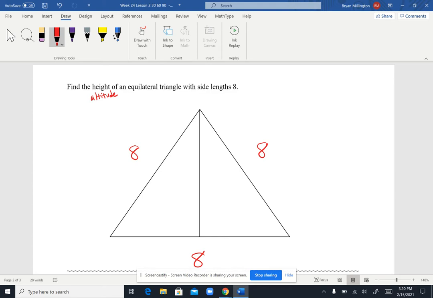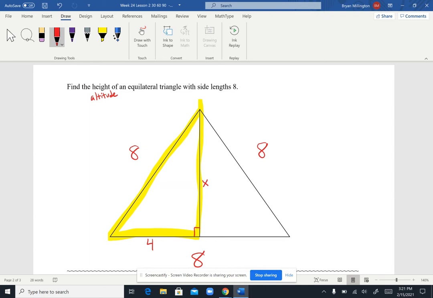Anyway, the sides are all 8. What happens when you drop this altitude straight down the middle of an equilateral triangle? First of all, that's a right angle there. It bisects this base down here, so this is 4, and now I'm trying to find this height. I can call it h, or I'll just call it x. That's what we're trying to find. If you look at this, we have a right triangle here, and in this right triangle I have two of the sides. I'm just missing one of the sides, which means I'm going to be able to use the Pythagorean theorem.